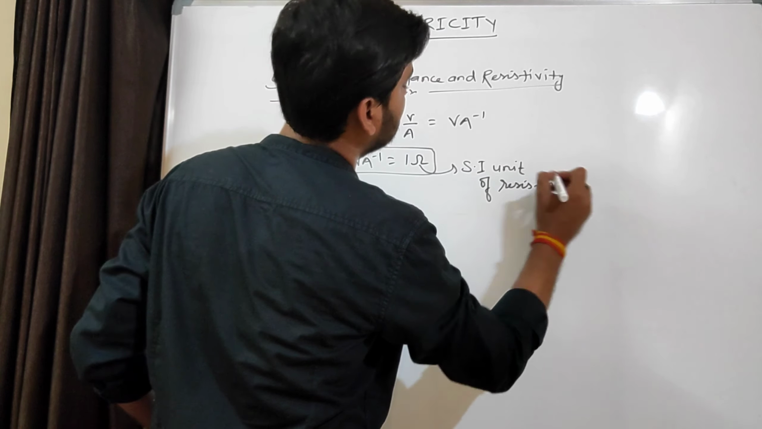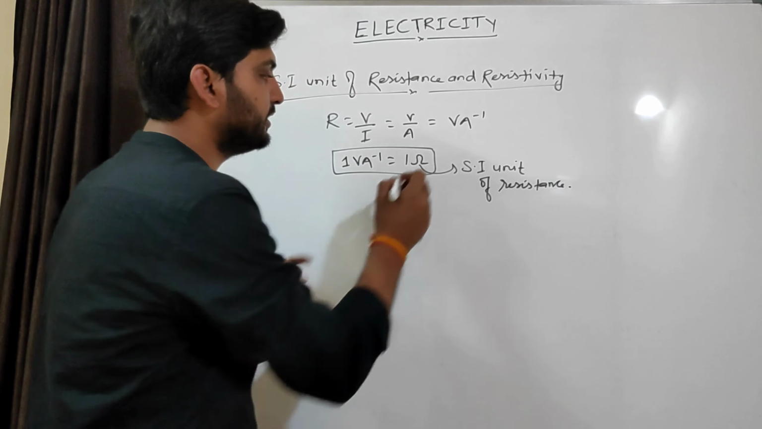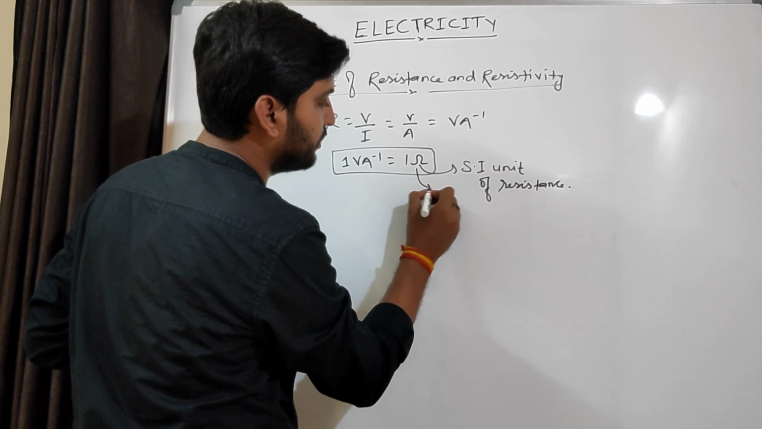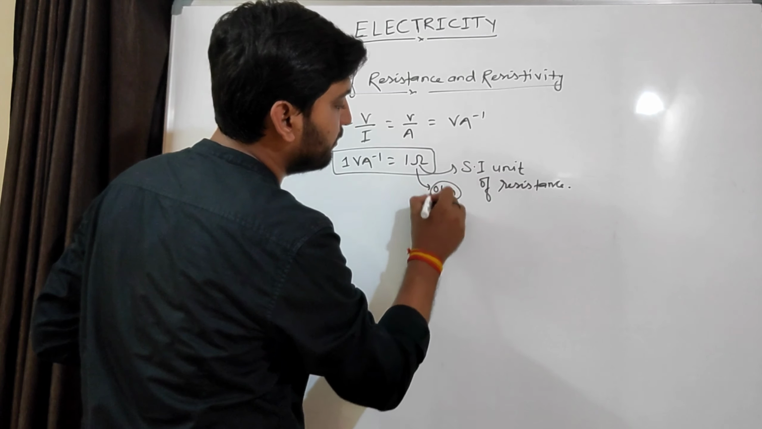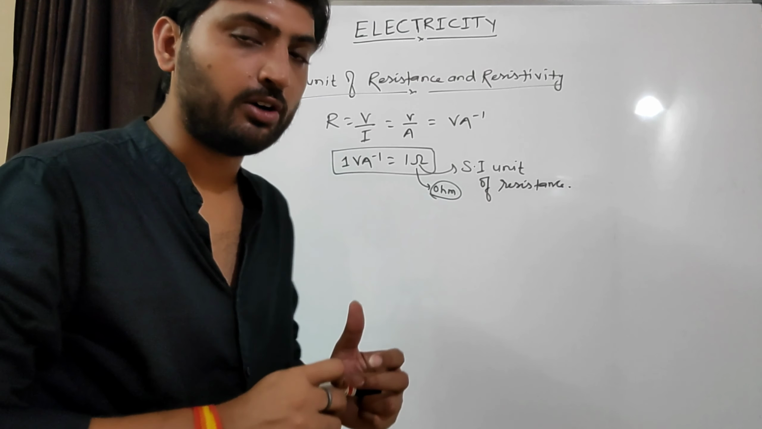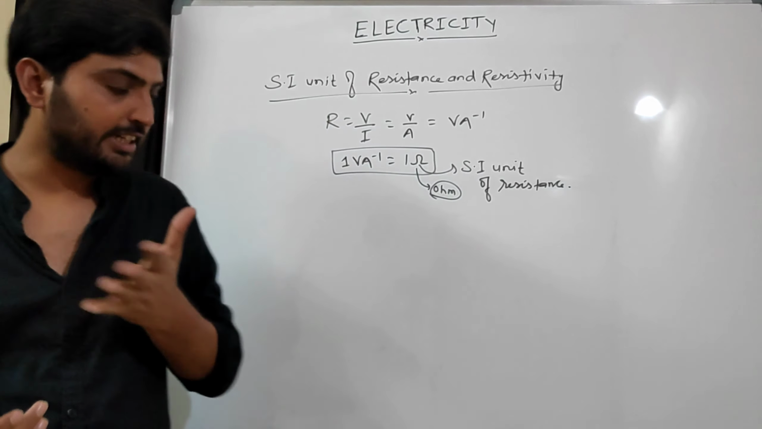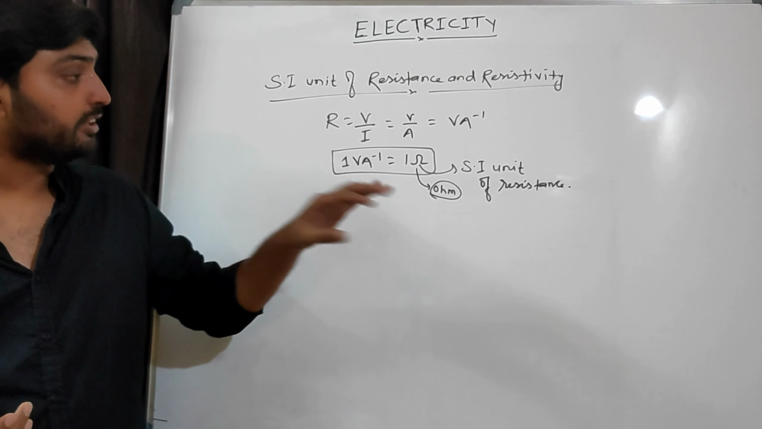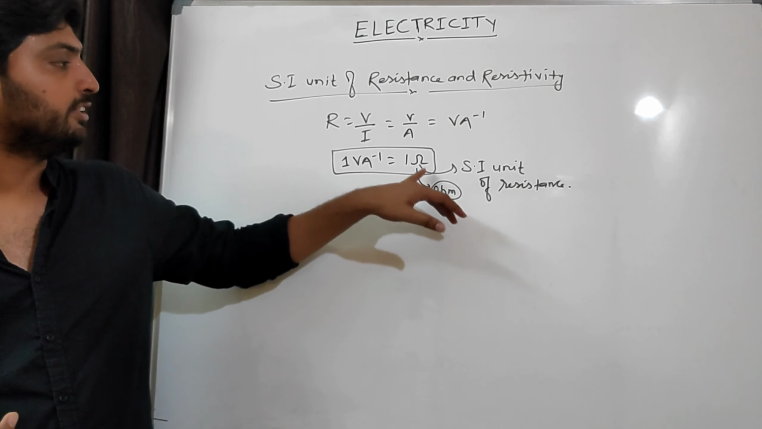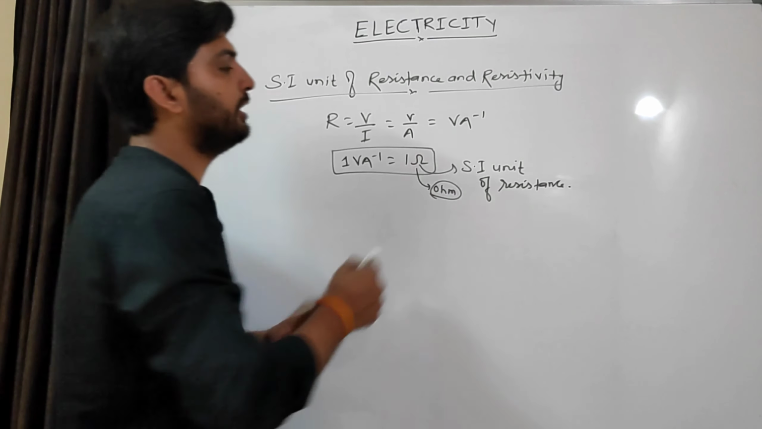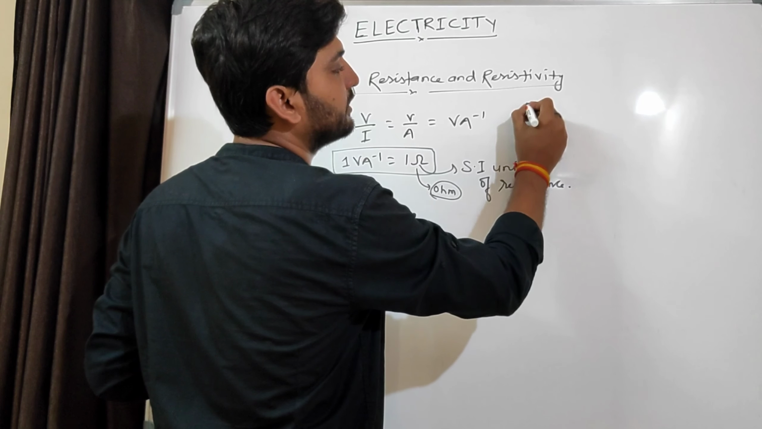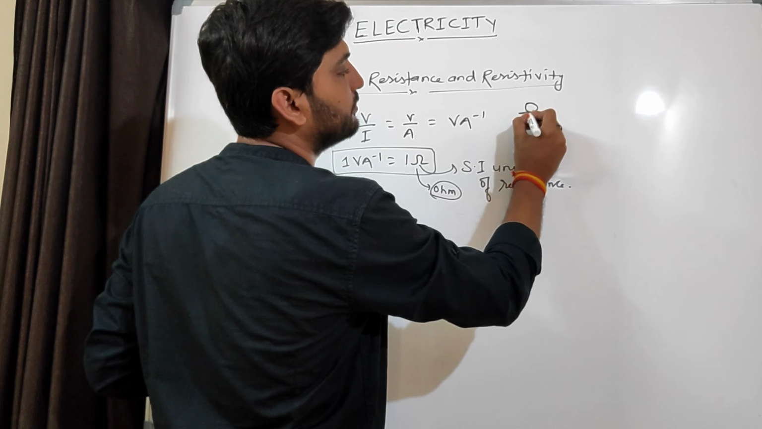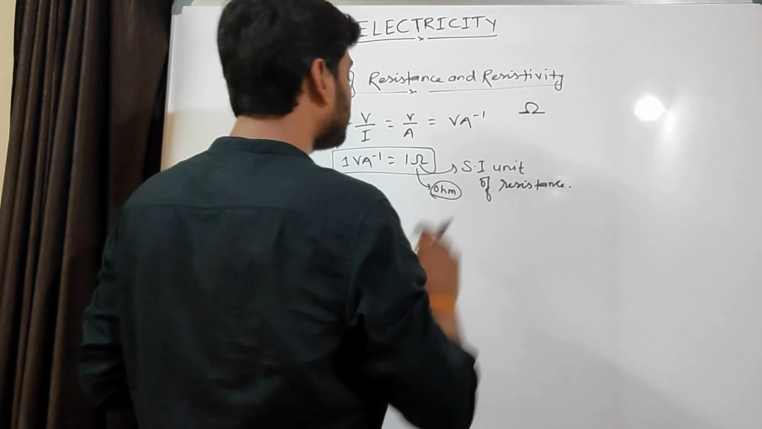What is the SI unit of resistance? The SI unit of resistance is this sign. See, this is called ohm. Because resistance is found out from which law? Ohm's law. That's why the SI unit of resistance is ohm and denoted by this sign. You have to make it like this. This is ohm. Okay? Ohm.